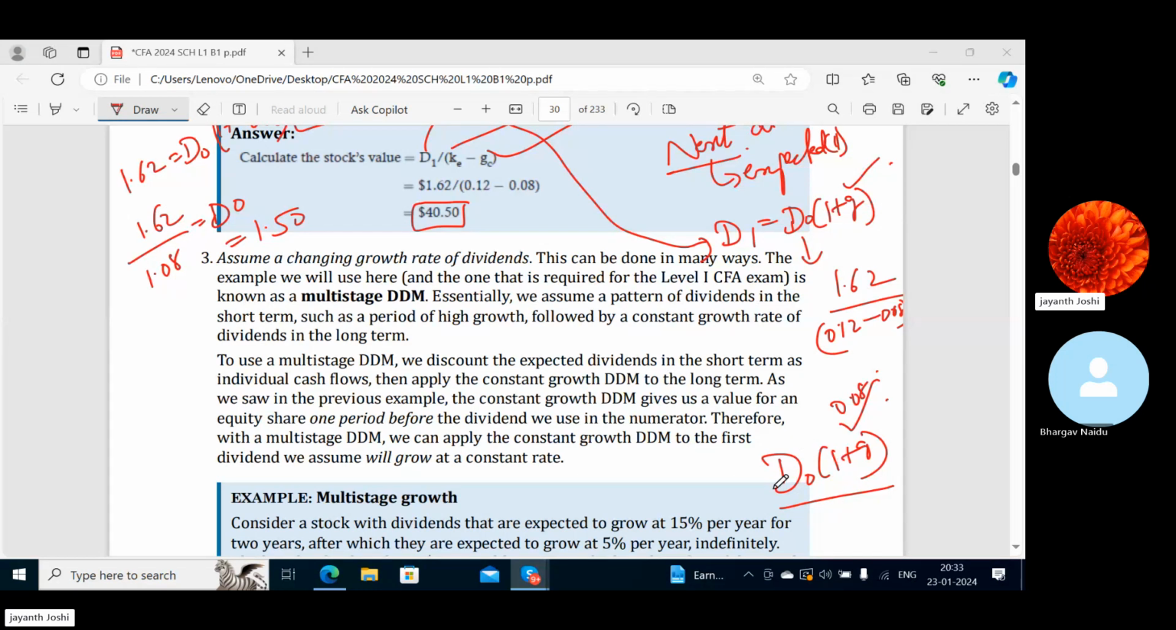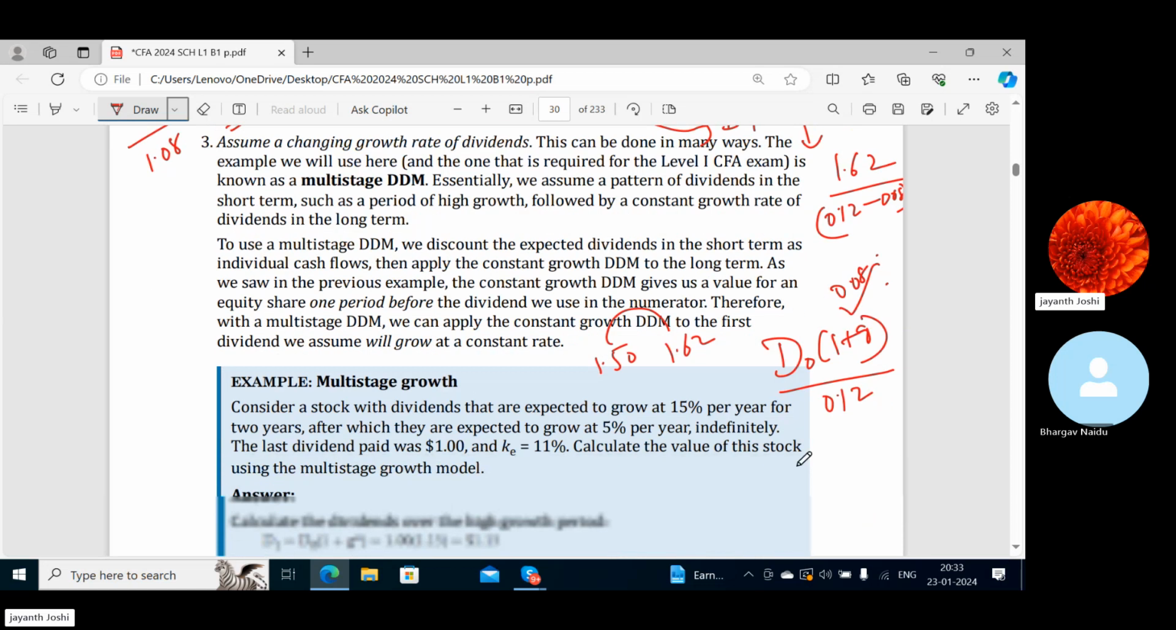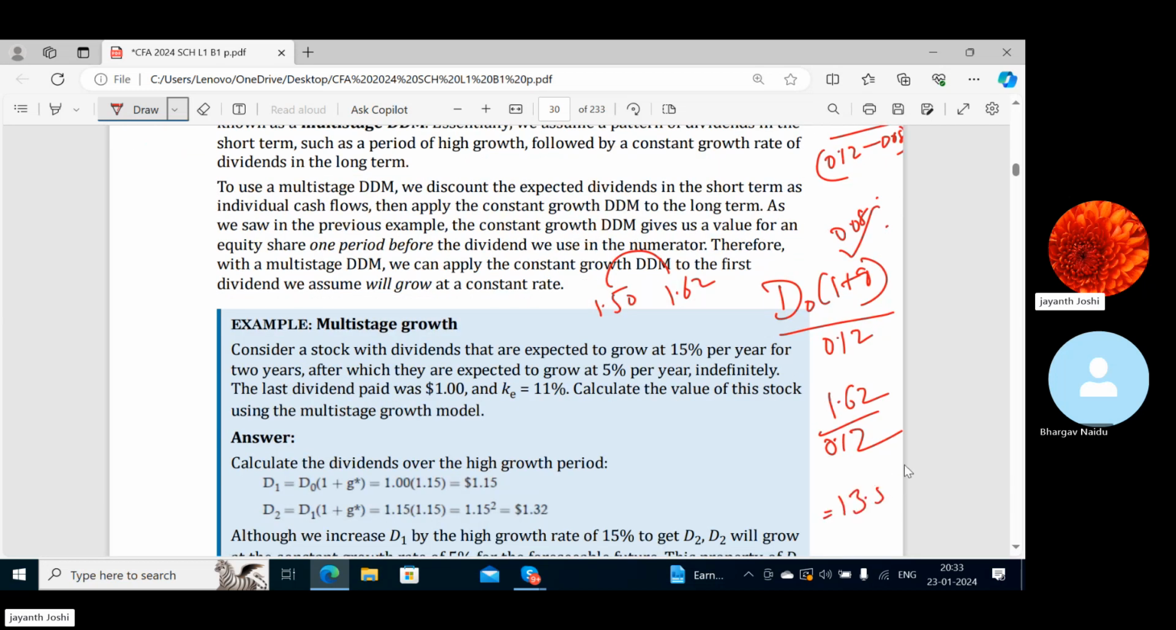If that growth has to be reflected in the numerator, that means you are showing that the dividend has grown from 1.50 to 1.62. Now if you take a discount factor of 12%, 0.12, what is going to happen? I'll show you. 1.62 divided by 0.12 is going to be 13.5.